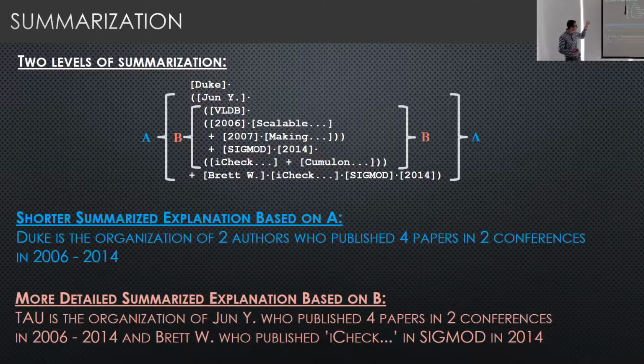So that means that if we choose a higher level, we would get a shorter explanation that is less informative, like the brackets A. If instead we choose a lower level to summarize, we would generate a longer explanation that is more detailed, like the brackets B, where the explanation based on the summarization contains the author names, for example. Now, ultimately, the choice of summarization level depends on the user's preference.